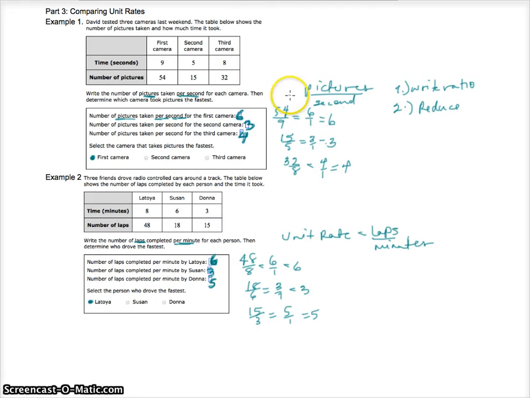Alright, that's finding unit rate and comparing them. So please just remember to set up your ratio correctly. It's an equal sign. So write your ratio, then reduce it. And it always gives you the ratio in blank per blank. This is laps per minute, and this is pictures per second.